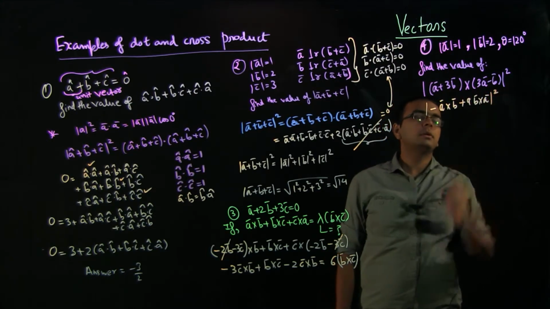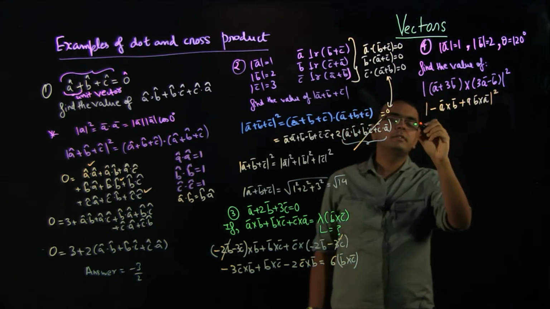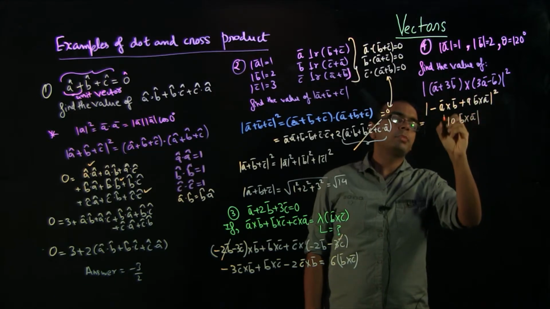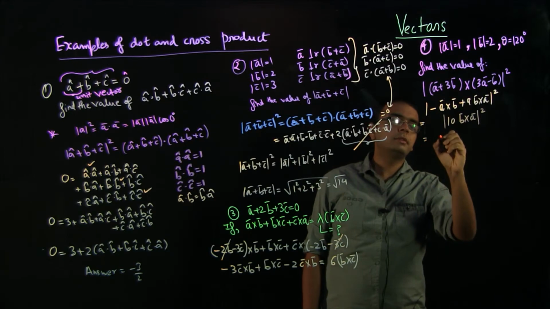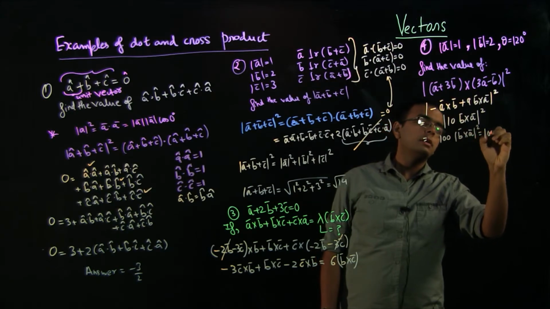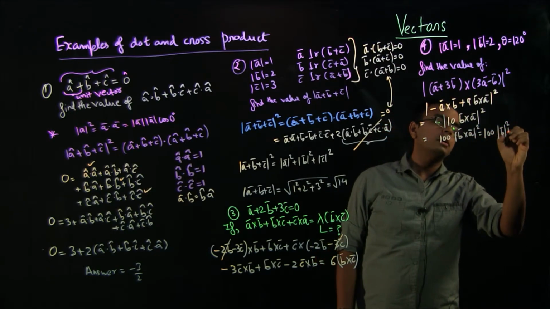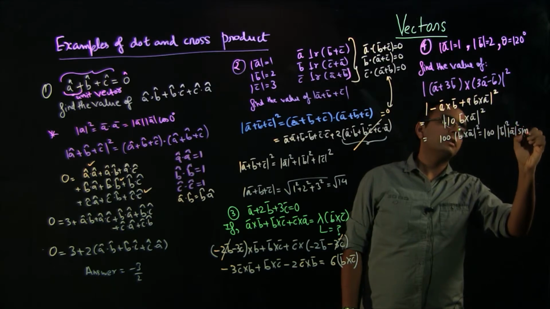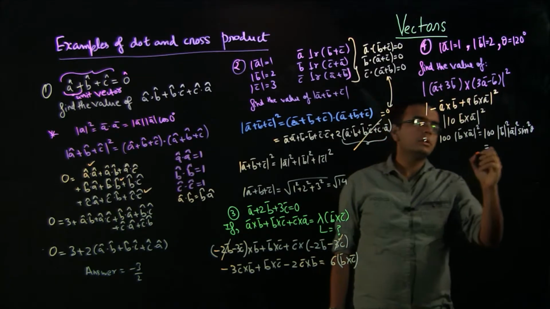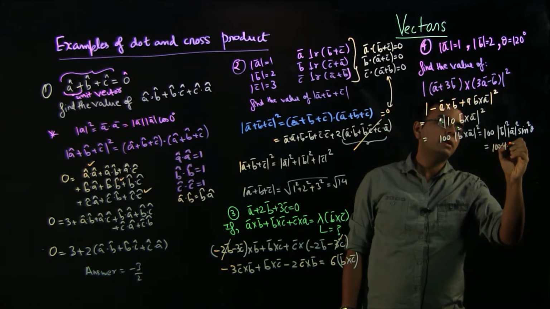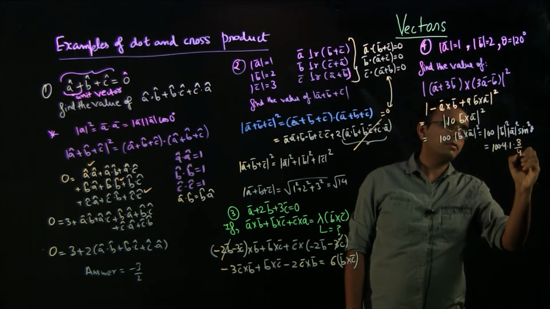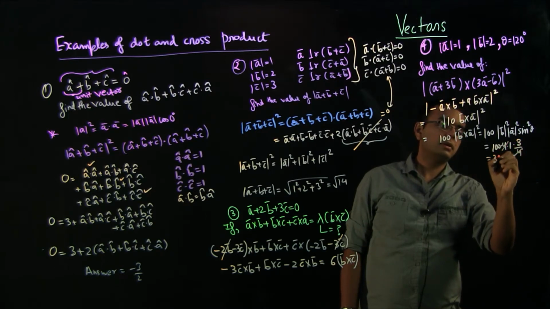So mod of this square, and I hope you can quickly see this. This is nothing but 10 b cross a, mod square, or this means 100 mod of b cross a whole square, or 100 mod b square mod a square sine square theta. Now this should be quick. Mod b is 2, so 100 into 4 into 1, and sine 120 is root 3 by 2, so the square is 3 by 4, so this is 300.